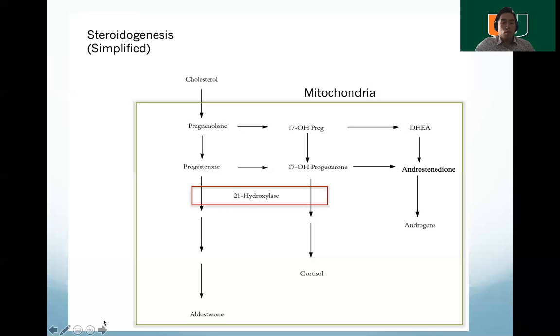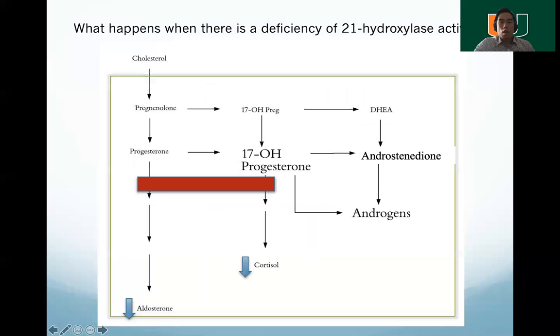So what happens when there is a deficiency of 21-hydroxylase activity? The blockade is here. So what happens? 17-hydroxyprogesterone accumulates. When you don't have enough cortisol and aldosterone, you have a positive feedback. So ACTH stimulates this pathway even more, and it causes even more blockade.